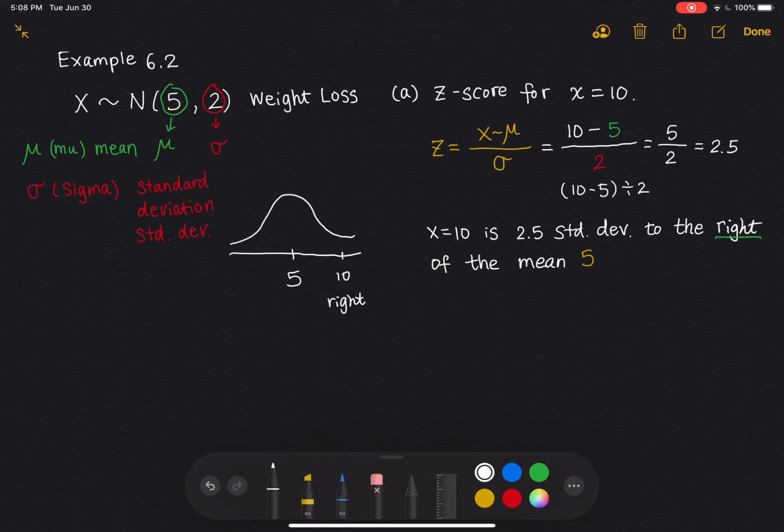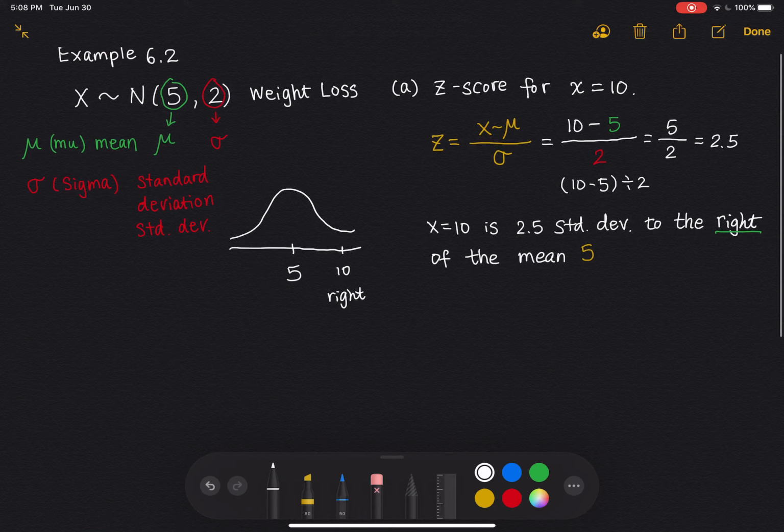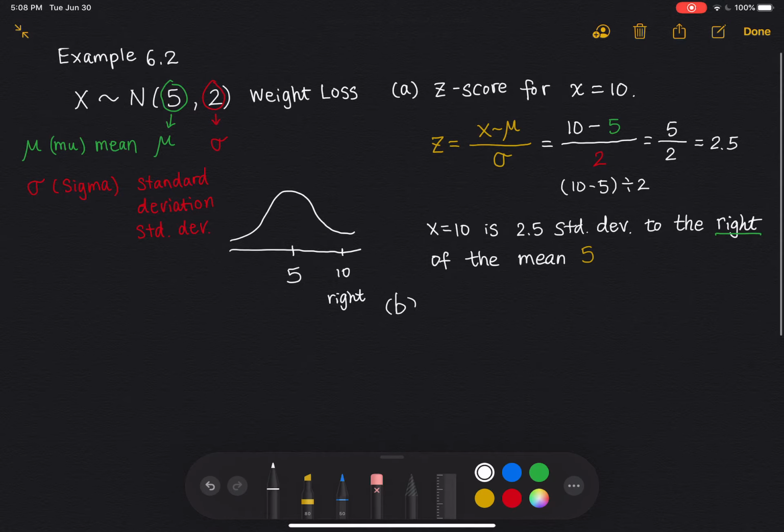So on the other hand, in part B, we talk about what is the z-score for gaining 3 pounds. Gaining 3 pounds, you denote it by -3 because you're gaining, and again, we're tracking weight loss. So in that case, we call the formula again, z equals x minus mu, same formula, but just different numbers for x. So x in this case is -3.